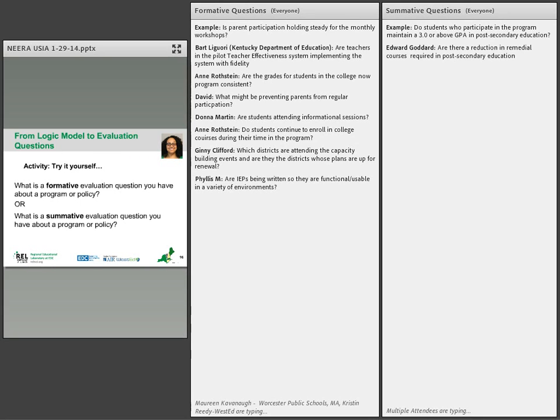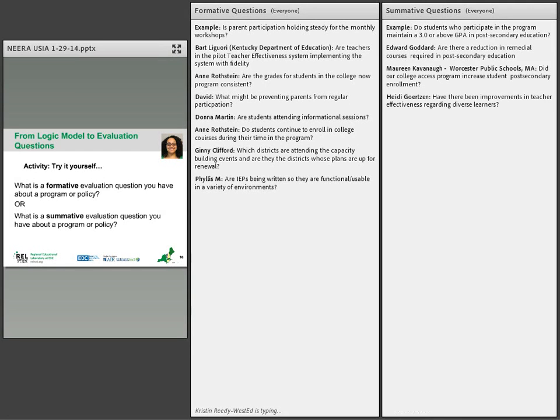So now let's try to focus on some summative questions. Now that you've gotten the idea of what a formative evaluation question would be, these are really great. So Ed Goddard here says, is there a reduction in remedial courses required in post-secondary education? Yeah, and thinking about what happens in post-secondary, the College Ready course hopefully will reduce the amount of time that they would have to take remedial courses, or not taking remedial courses at all.